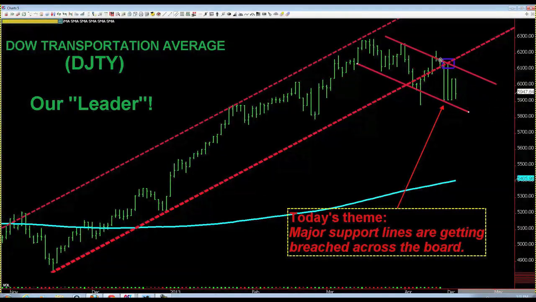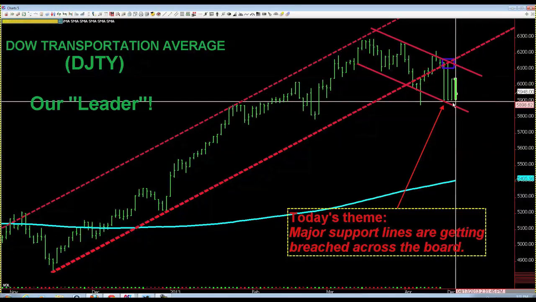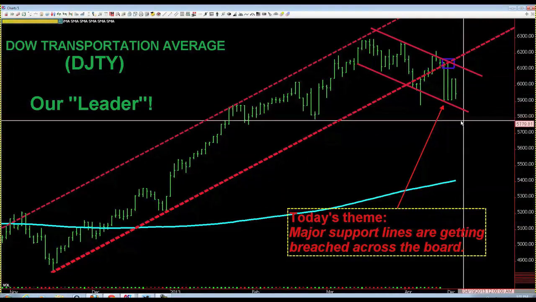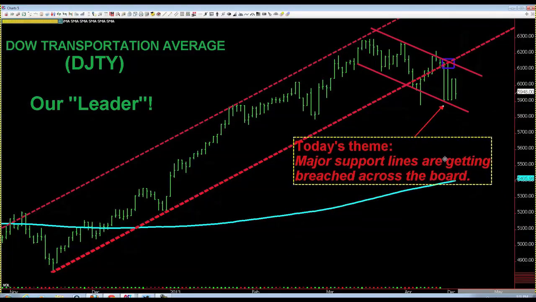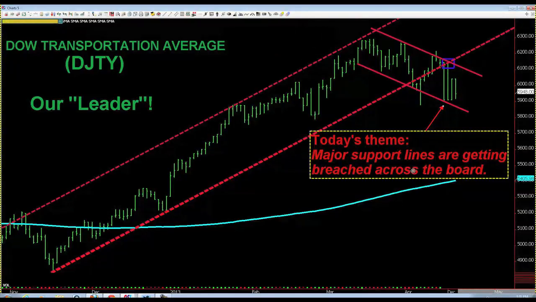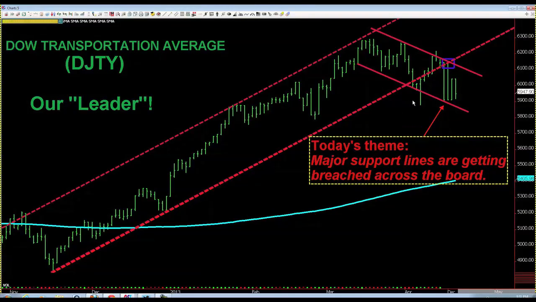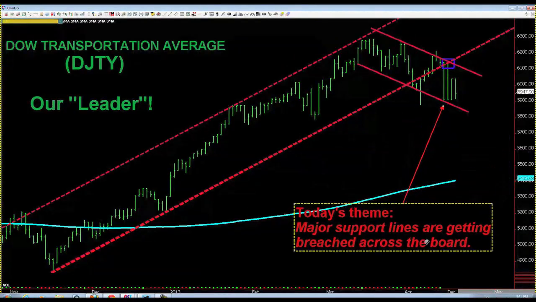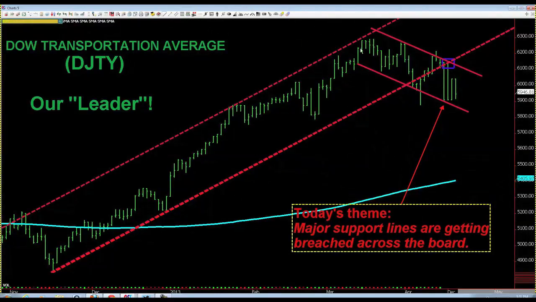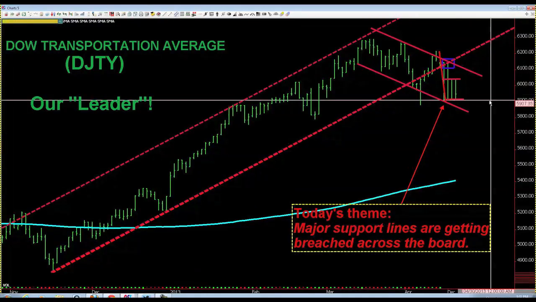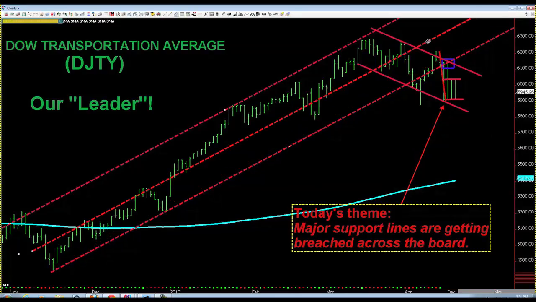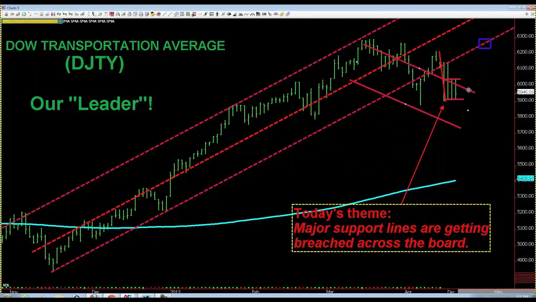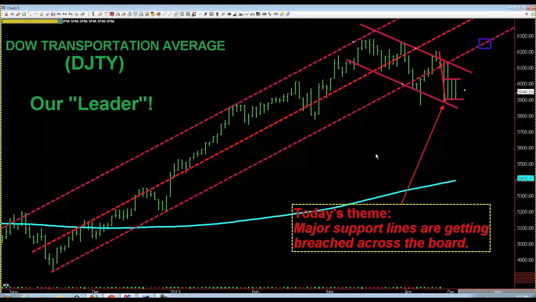So with that theme in mind, you go like this and say, well, we're in this channel. We're probably going to stay in it, and then we'll see what happens. But once again, like on Monday, today's theme is major support lines are getting breached across the board. And if you want to look at this in a very fast building formation, you can call this a small flagpole, and you can call this a building flag right here. So if that's a bear flag inside of this channel, well, then we have another reason to think maybe it is getting bearish.